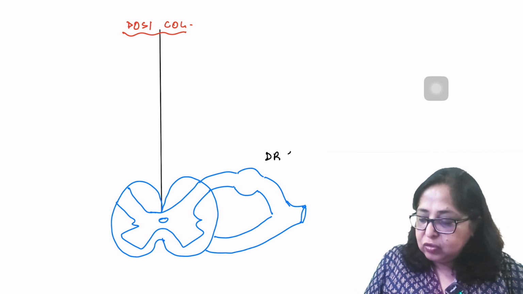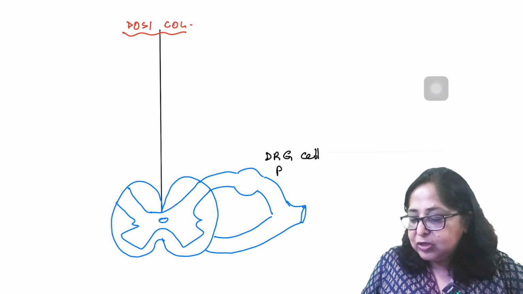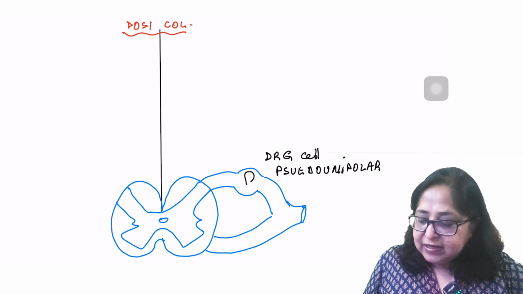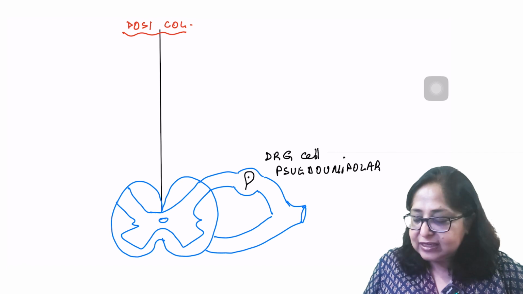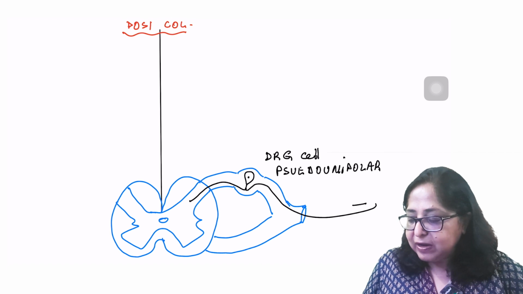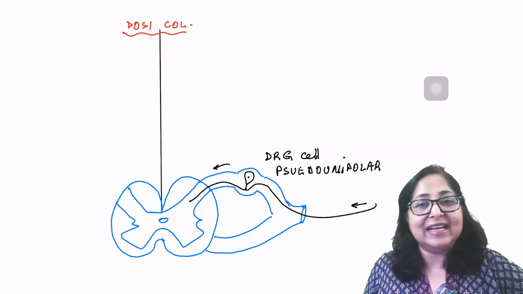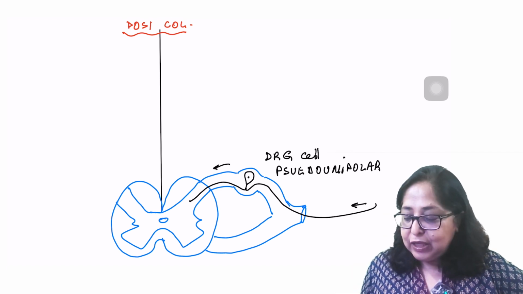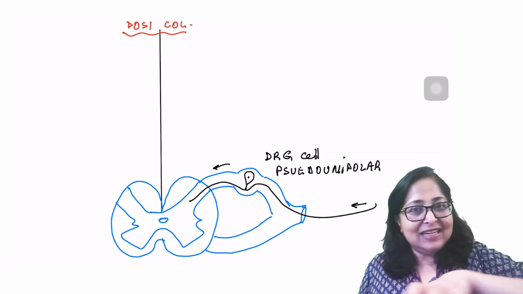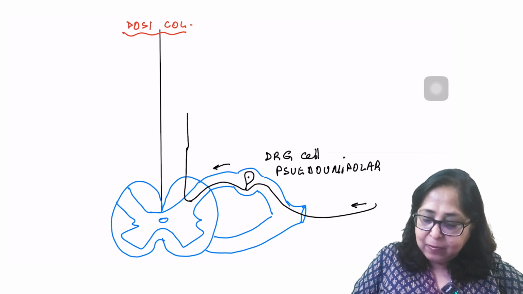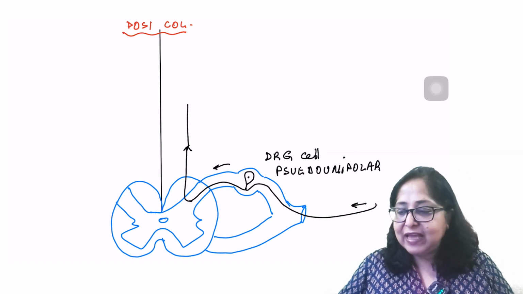DRG cell, dorsal root ganglion cell, which is a pseudo-unipolar neuron. What is a pseudo-unipolar neuron? It appears as though the cell has one process, but in fact it has two. One which will carry impulses from the periphery and the other, the central process, will carry the impulses to the spinal cord. So now if you look at the central process, it enters into the spinal cord, goes into the posterior part of the spinal cord and ascends upwards. No synapse anywhere.